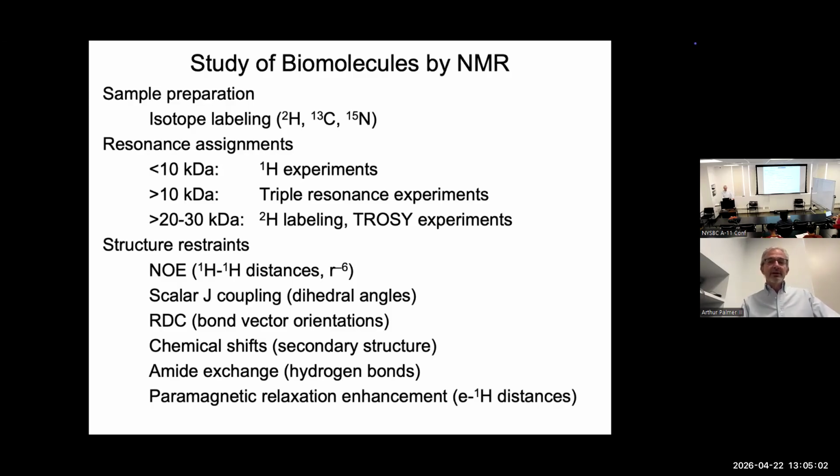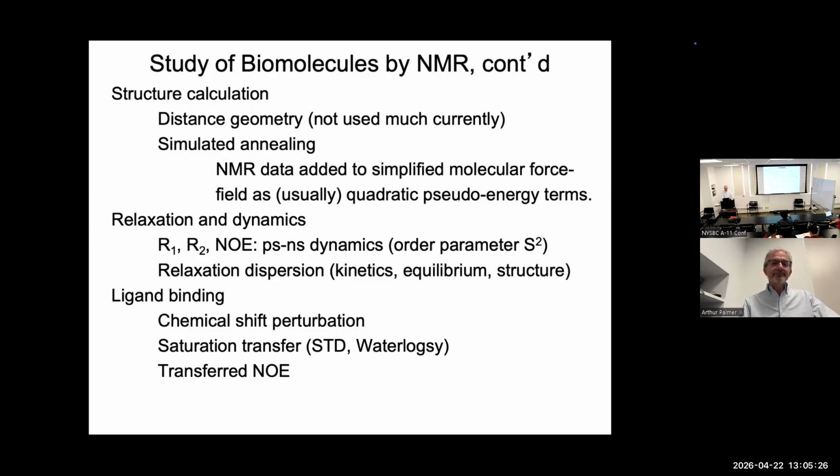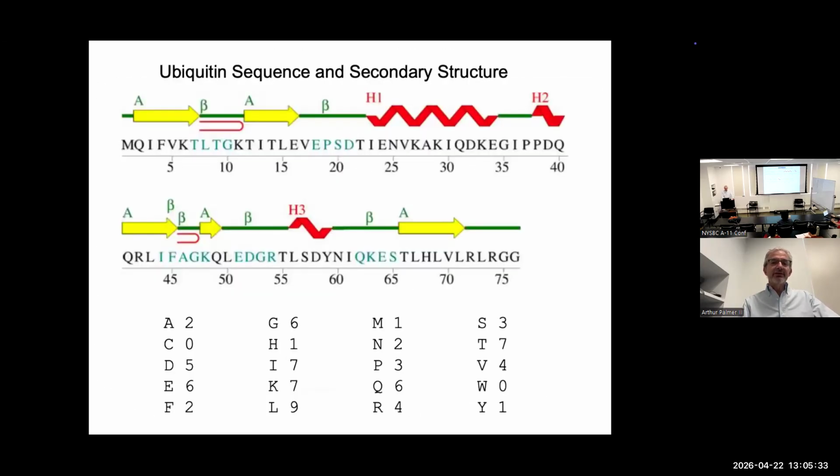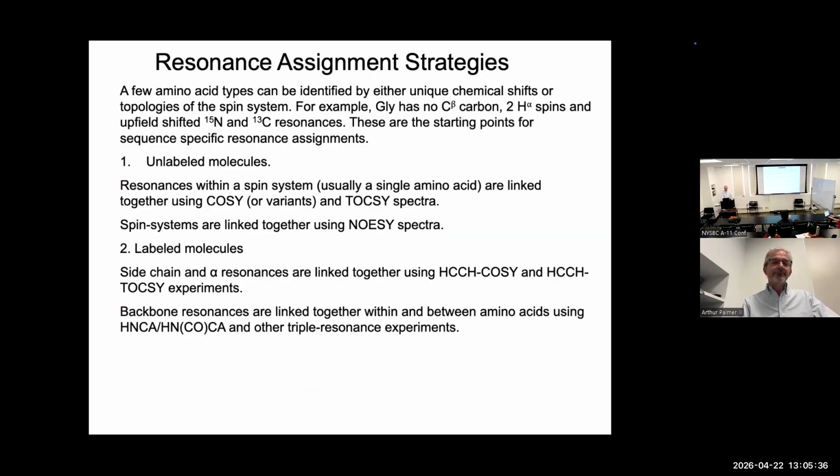Right, so these are things we've already talked about. For smallish proteins, one can work with only hydrogen NMR, but then very quickly you run into the size where first you need to do triple resonance experiments with carbon-13 and N15, and eventually labeling with deuterium, TROSY, etc. Let's skip through some of this.